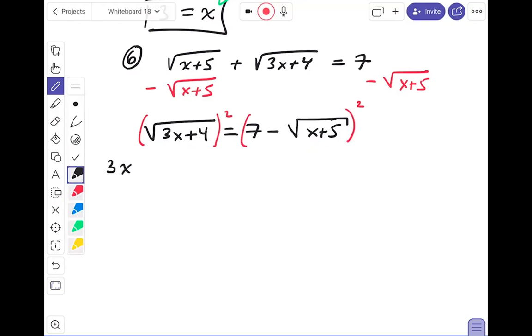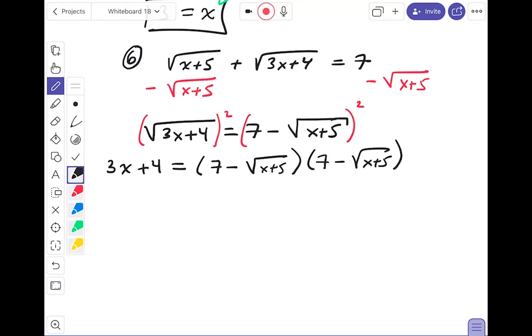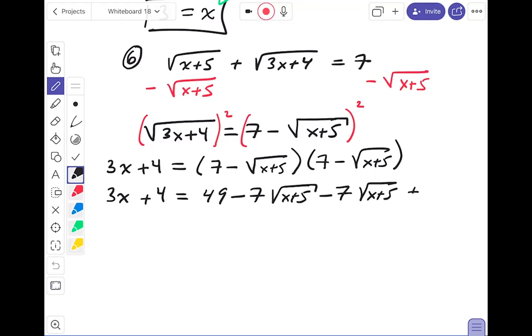You would get 3x plus 4 on the left side. On the right side, I want to point out what you're looking at is 7 minus the root of x plus 5 times 7 minus the root of x plus 5. Let's keep going. Don't be discouraged. 7 times 7 is 49, minus 7 root x plus 5. We're using the distributive property of multiplication. All right. A lot of work. I know that.